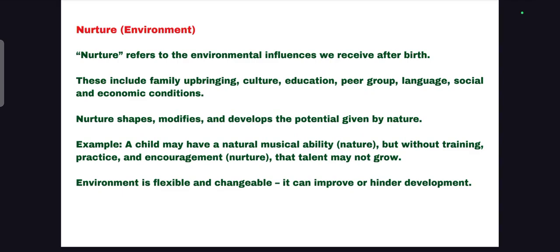These include family, upbringing, culture, education, peer group interaction, language, social and economic condition. All these are environmental factors. So this shapes, modifies and develops the potential given by nature. For example, a child may have natural musical ability, but without training, practice, and encouragement, that talent may not grow. So this example shows the relative importance of both heredity and environment in the process of development.